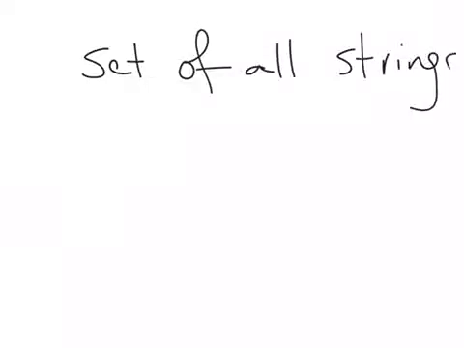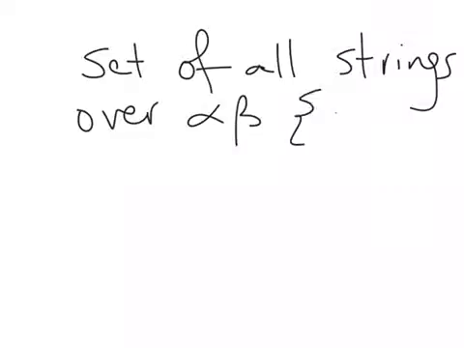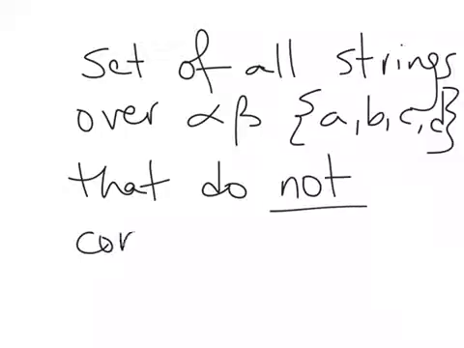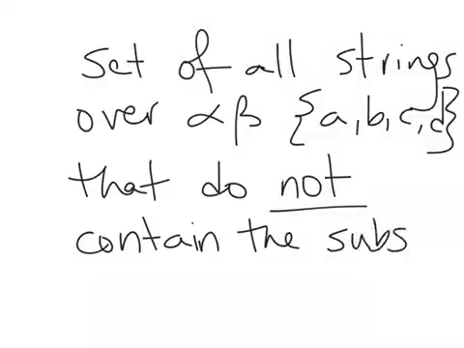Okay, let's do something a little bit trickier. Let's have the set of all strings over the same alphabet, A, B, C, D, that do not contain the substring BA. Okay, so they can't have any BAs in them.